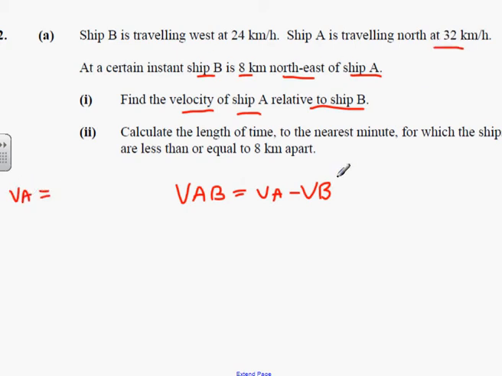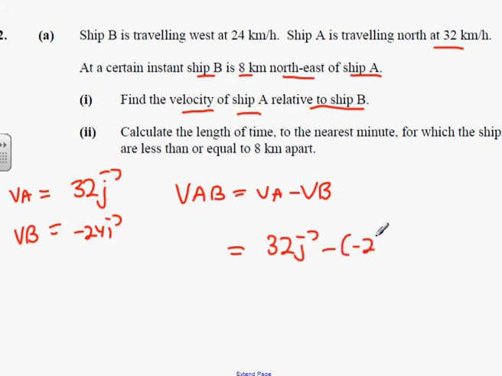Traveling north at 32. 32J. Can anybody tell me what phi B is? Minus 24I. Can anybody next tell me what phi A minus phi B is? 32J minus 24I, which is 24I plus 32J. Guess how many marks that went for? 10. 10 full marks. Okay.